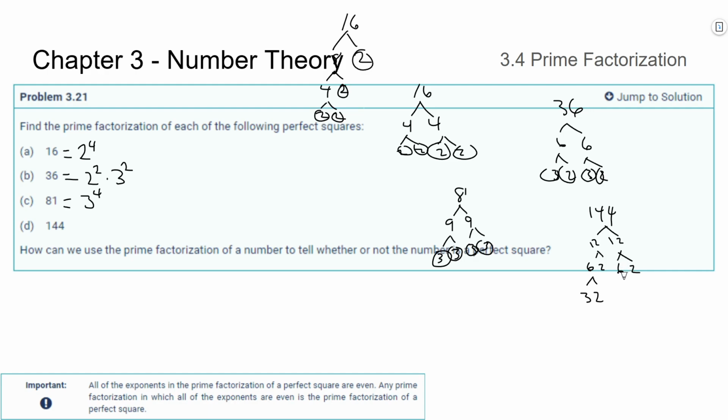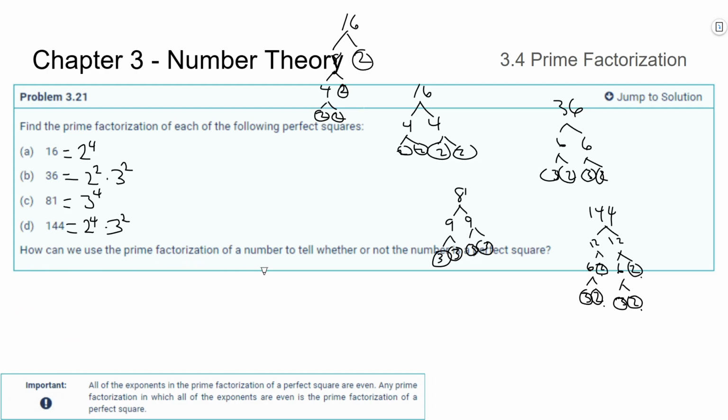Again, 6 times 2, and 3 times 2. For our primes, we have prime, prime, prime, prime, prime, prime. So we have 1, 2, 3, 4 2s, so 2 to the 4th, times 3 squared. Okay, so what do we notice?